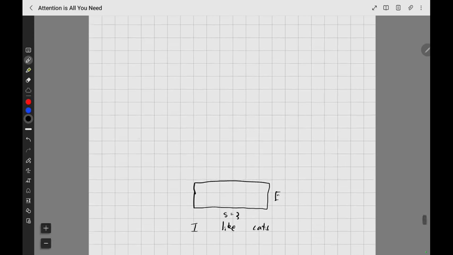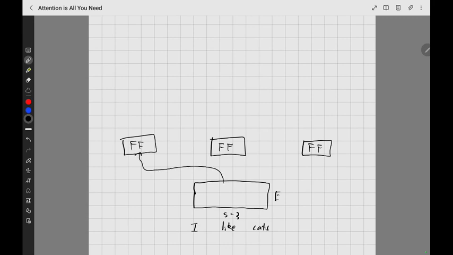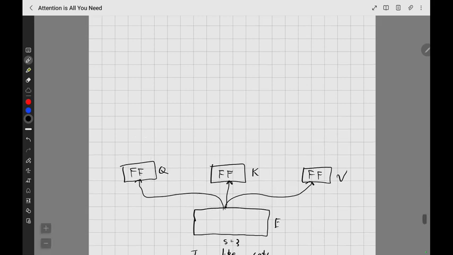And then you throw these through a feed forward layer. You throw this through 3 separate feed forward layers to get 3 output matrices. We'll call these the queries, the keys, and the values. I'm going to make them the same shape here to make it easy.